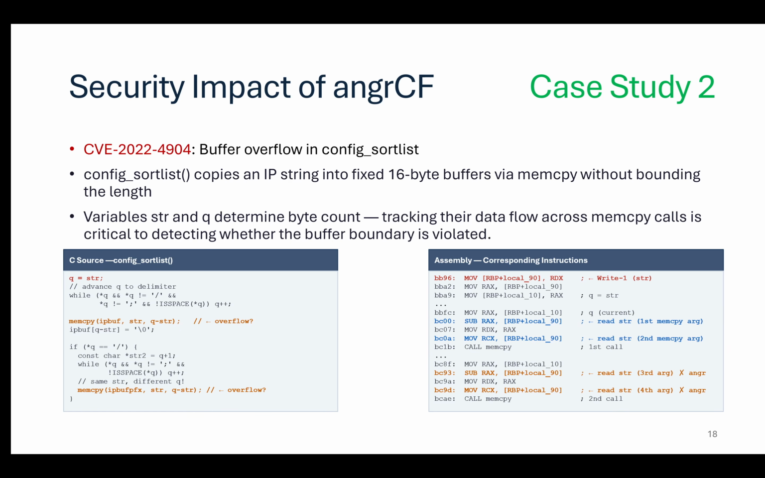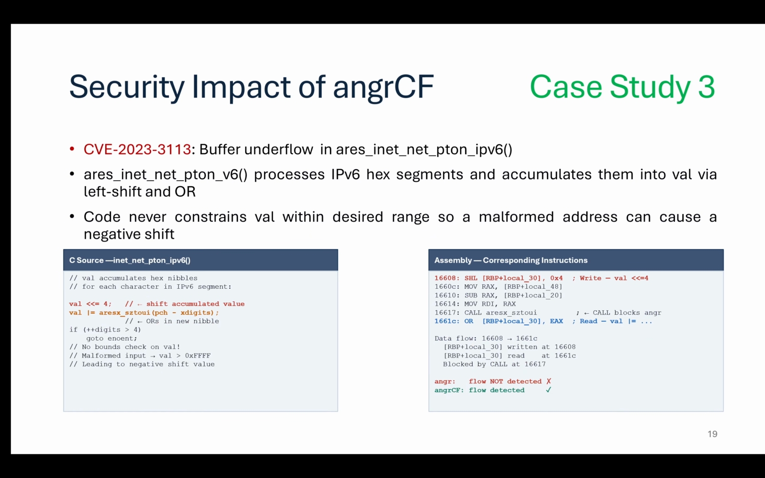And this is the same story for the second case study. You can see that the highlighted lines have a data flow with each other, and because we have memcpy, angr will kill the data flow. But in our case, we could find 36 true positives that were missed by the original angr. And the same story for a buffer overflow, where the data flow was killed by a callee function, while we could find 27 more true positives.